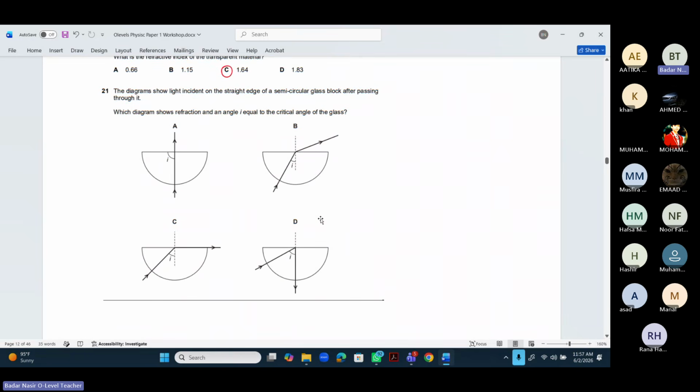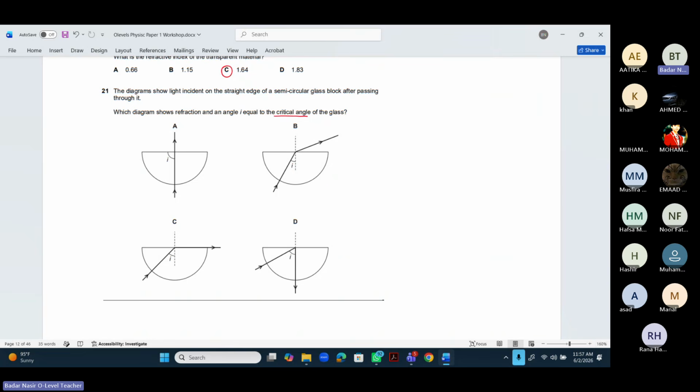Now for 21st, the diagram shows light incident on the straight edge of a semi-circular glass block after passing through it. Which diagram shows refraction and an angle i equal to the critical angle of the glass block? So ये critical angle की बात हो रही है अभी यहाँ पे। Critical angle क्या होता था?